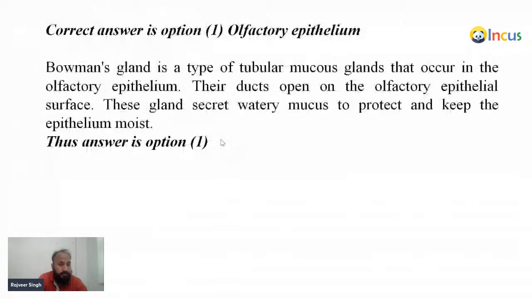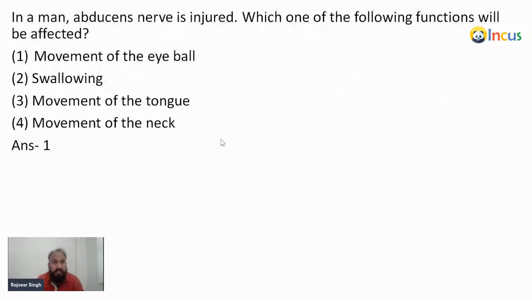Bowman glands are a type of tubular mucosal gland that occur in the olfactory epithelium. Their ducts open on the olfactory epithelium surface. These glands secrete watery mucus to protect and keep the epithelium moist. The answer will be first. Okay.